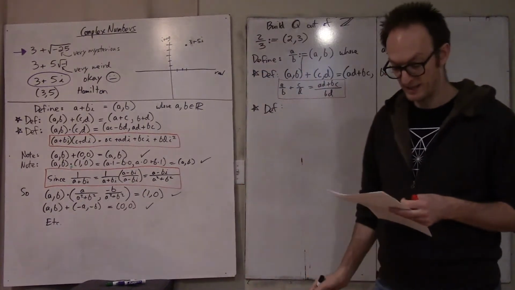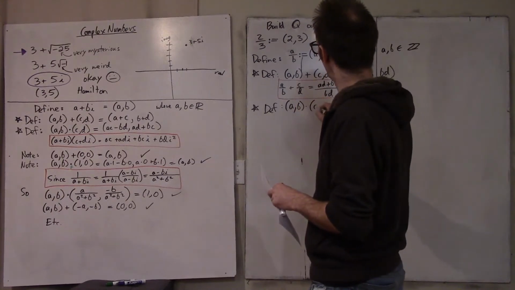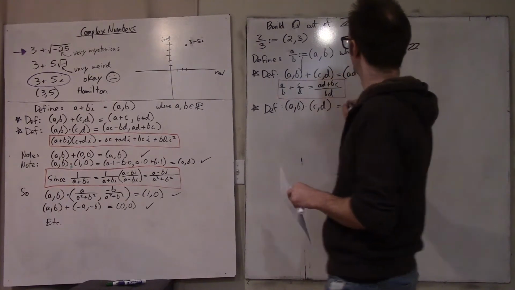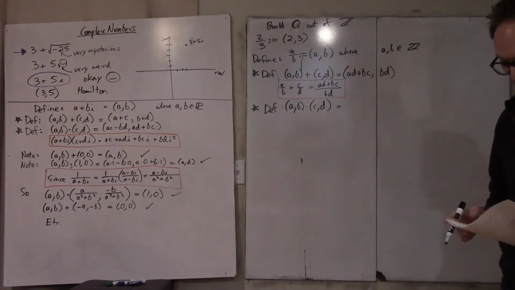What about multiplication? Well, what happens when I multiply two of these ordered pairs of integers, as I shall call them?